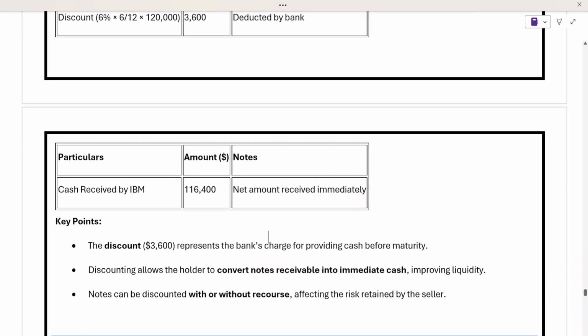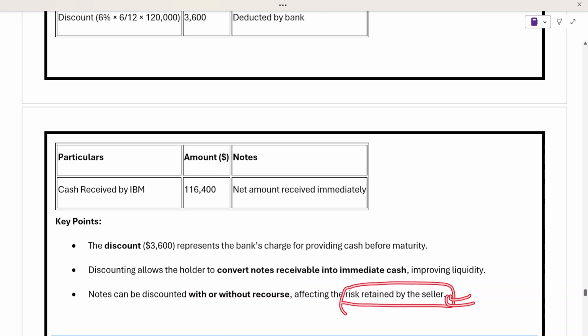Now the key points to remember here: the discount of $3,600 represents the bank's charge for providing cash before maturity, because the bank is giving you the money beforehand, before 6 months, so definitely they are charging you something. The discount allows the holder to convert notes receivable into immediate cash, improving liquidity. Simply, IBM went to the bank and got the money immediately, so this is helpful for liquidity. And finally, the notes can be discounted with or without recourse, affecting the risk retained by the sellers.